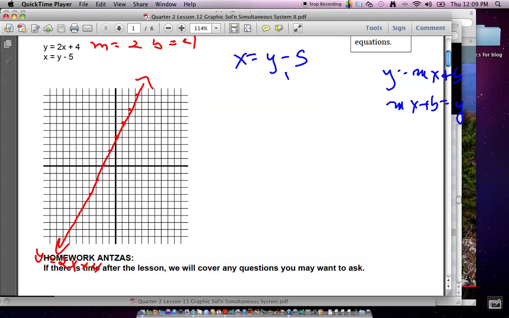So I'm just going to add 5 here, and I get x plus 5 equals y. I don't care if it says y equals or equals y, it's the same thing, right? A little quicker that way. If you did it the other way, you did multiple steps. But I think it's a little quicker.